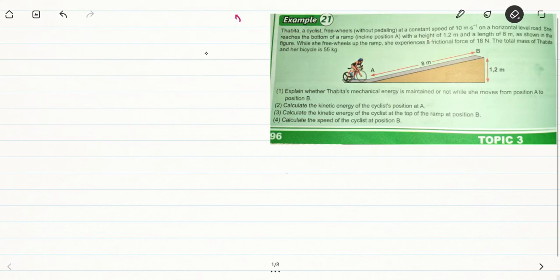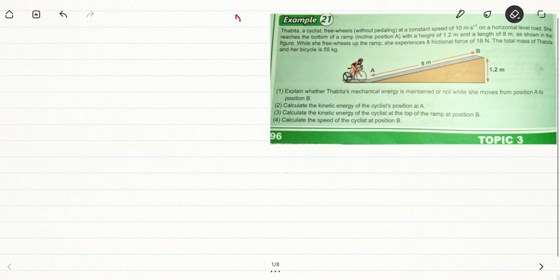Hi, Linus. So this is an example that's based on the work energy theorem and also the conservation of mechanical energy, along with conservative and non-conservative forces. But we are focusing mainly on the use of the equation for a non-conservative force. Okay, so let's read the question.